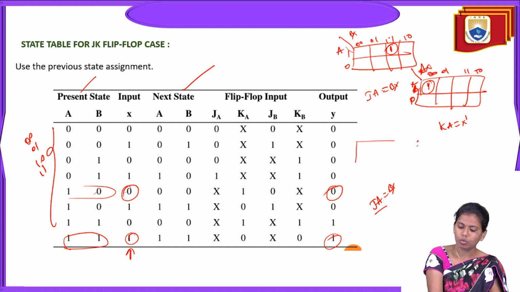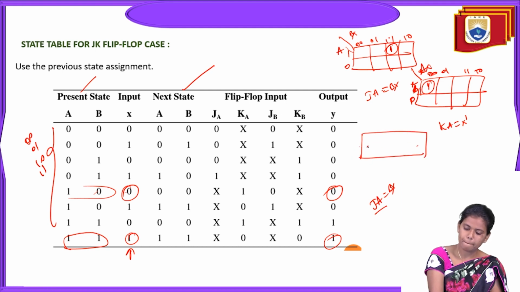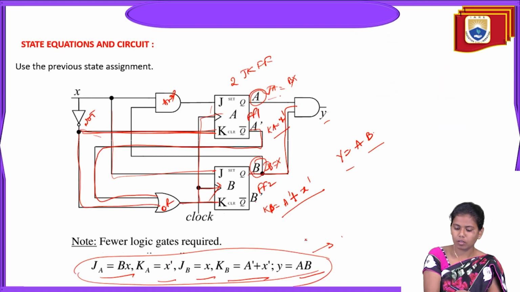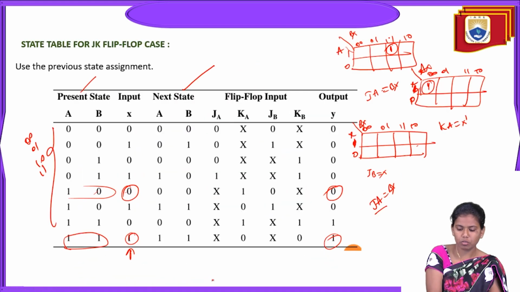Similarly, JB is equal to 0 0, 0 1, 1 0, 1 1. JB is equal to X. So this is JB is equal to X. So X is nothing but somewhere around here.